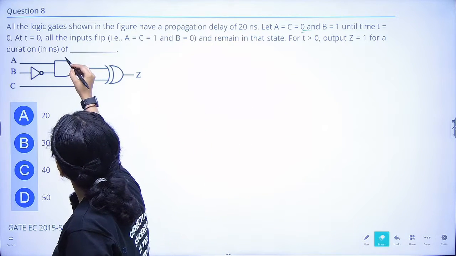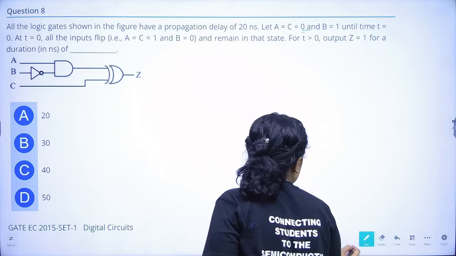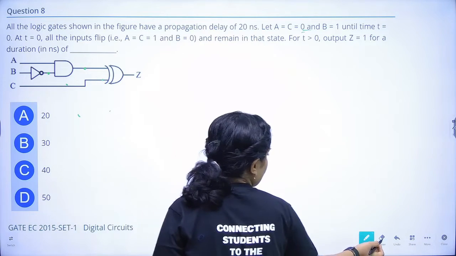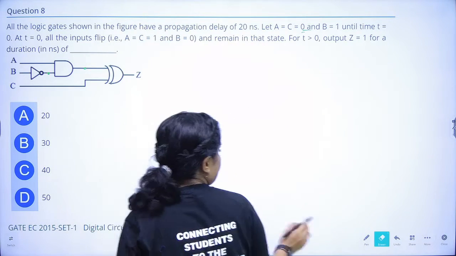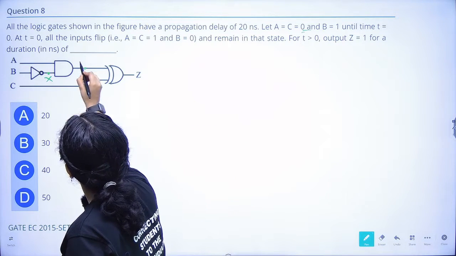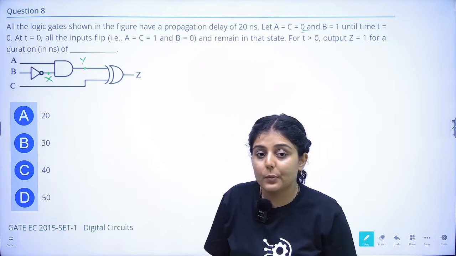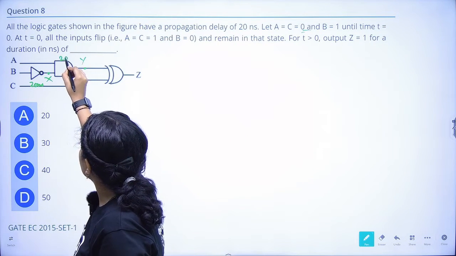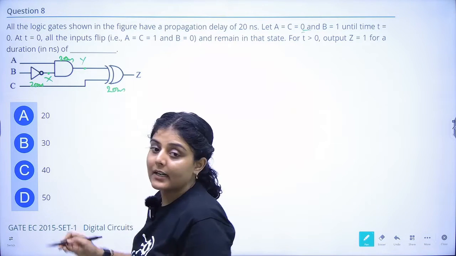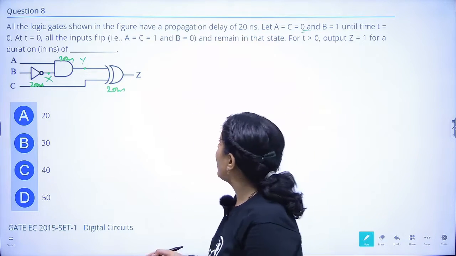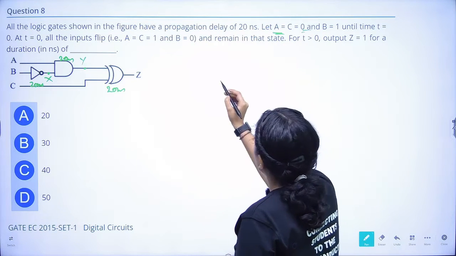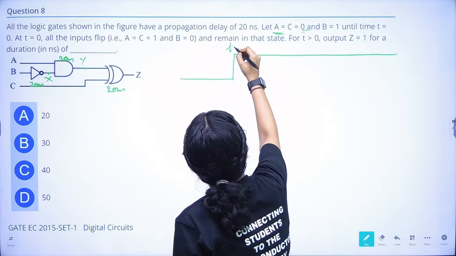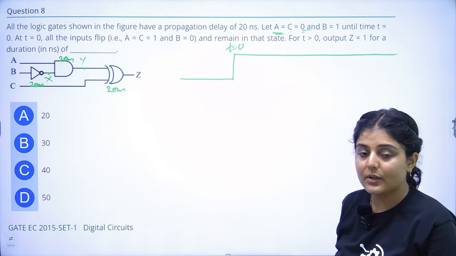So this particular operation is AND, okay, this is NOT, so I am writing here this as x and this output as y output, right? Now this will take 20 nanoseconds, this will also take 20 nanoseconds, this will also take 20 nanoseconds to operate, right? Now our input A was equal to 0 before and was equal to 1 after t is equal to 0, right? This is what the question says.